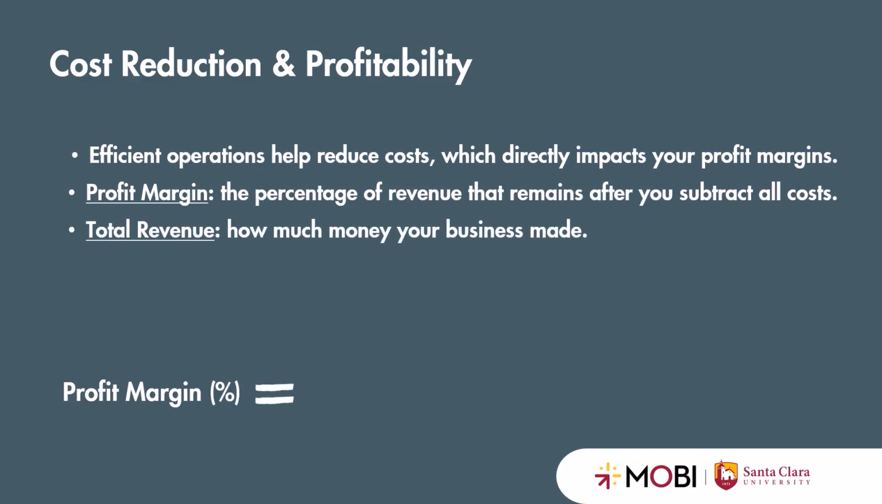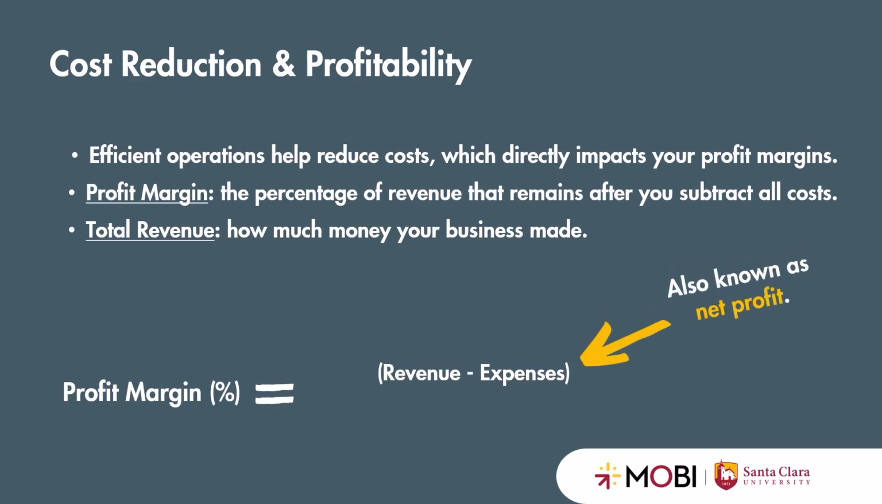First, look at how much money your business made. This is called your total revenue. Then take away all the money you spent on things like supplies, workers, and taxes. What's left is called your net profit. That's your real earnings. Next, divide your net profit by your total revenue. Then multiply that number by 100. This gives you your profit margin as a percentage.